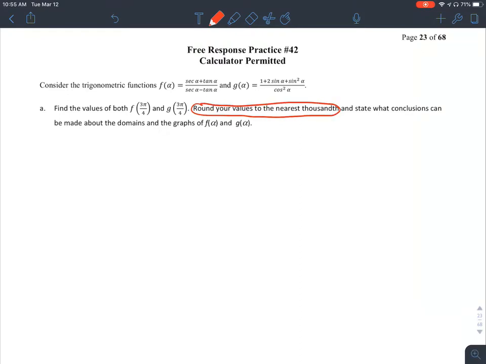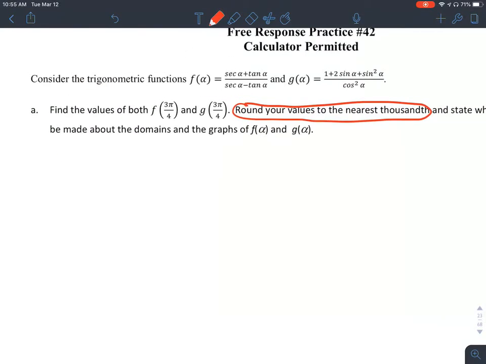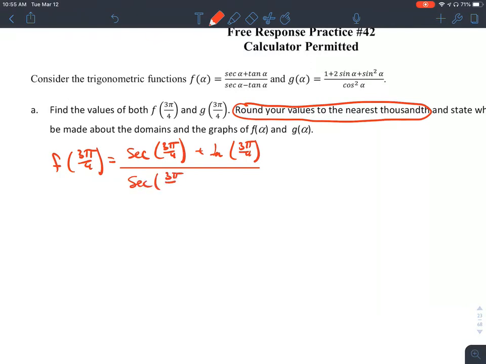Well, although this says to round, I don't know if I'm going to do that, because 3/4 pi is a special angle. So we can figure these out without a calculator. So I'm going to do that without a calculator. We're supposed to figure out what f of 3/4 pi is. That's going to be secant of 3/4 pi plus tangent of 3/4 pi over secant of 3/4 pi minus tangent of 3/4 pi.